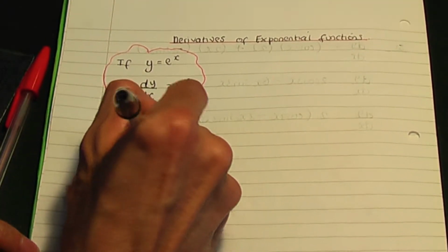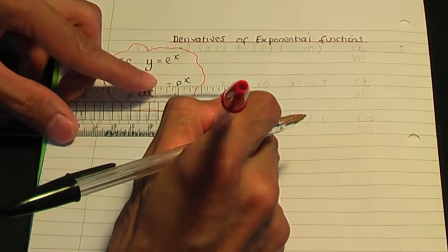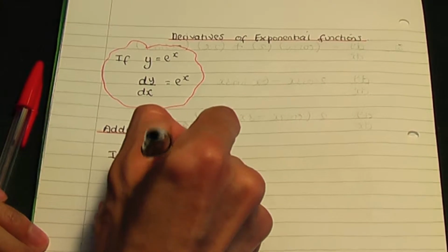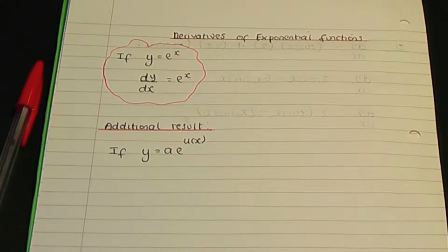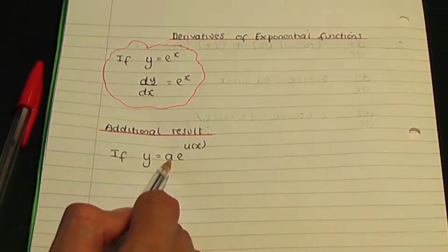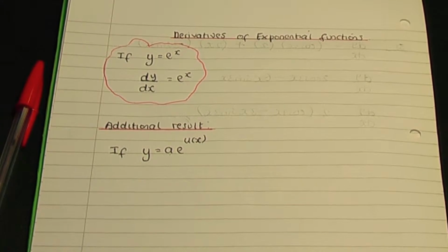So this additional result is based on the standard results. So if y is equal to a e to the power u(x). Just as in my previous video on the derivative of trigonometric functions, I quoted additional results involving a and u(x). So likewise here, a is a constant, u(x) is a function of x, and I'm going to use the chain rule in order to come up with the derivative of such a function.